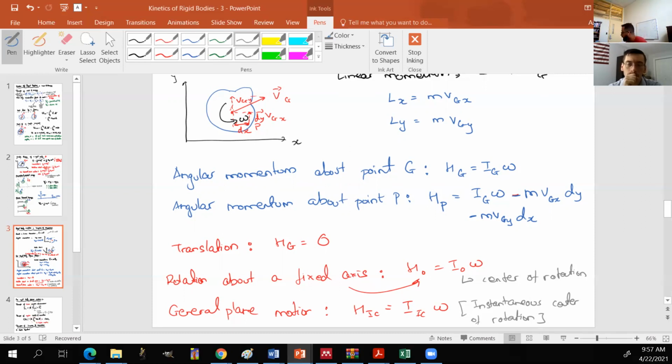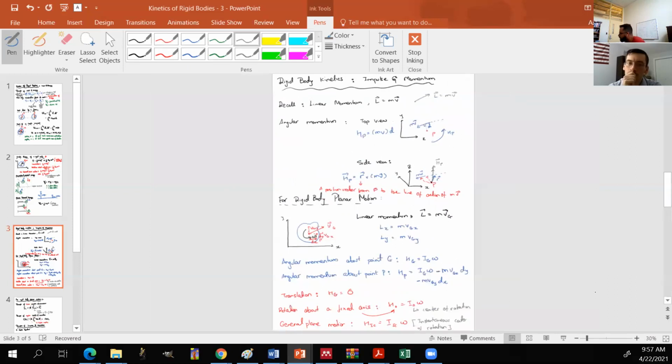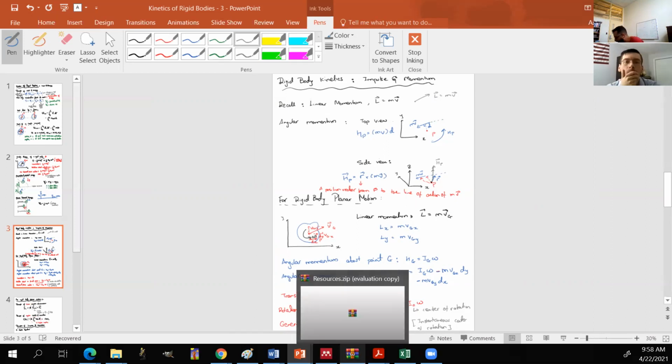All right, questions, guys? So rotation about a fixed axis, is it the same no matter where it is on an axis? Yes. But you just have to find your rotational moment of inertia about that axis. Yep. IO is going to be different from IG, right? Because IG might not be the axis about which you're rotating. All right.